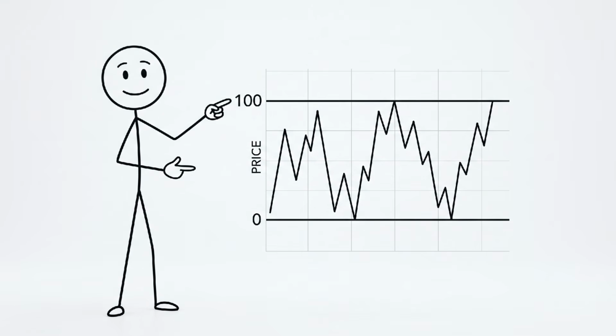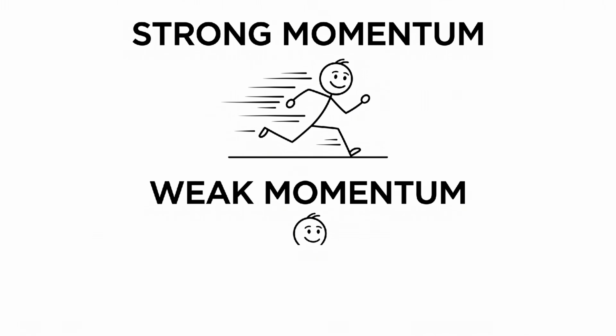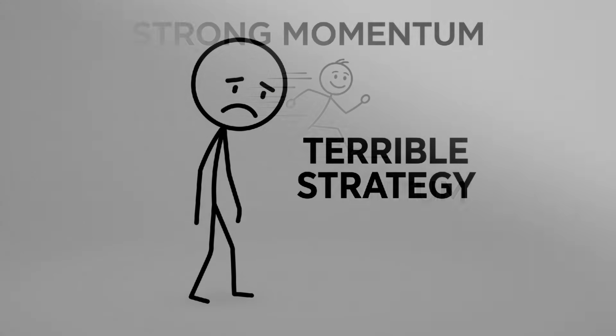The indicator moves between 0 and 100. When it's above 80, momentum is strong. When it's below 20, momentum is weak. Notice what I said. Strong momentum, weak momentum, not overbought, not oversold. Those labels have probably caused more losing trades than anything else. A market can stay above 80 for weeks during a strong uptrend, and it can stay below 20 for weeks during a strong downtrend. That's why blindly fading these levels is a terrible strategy.